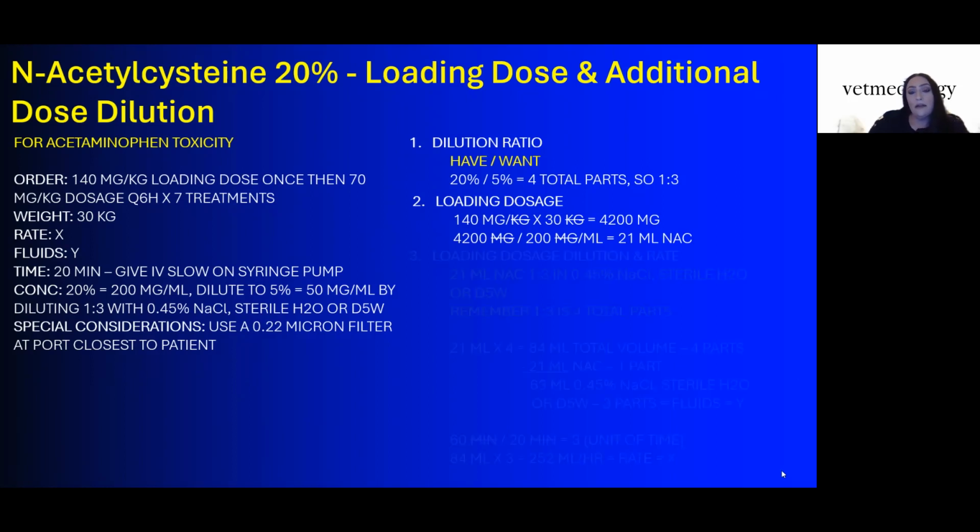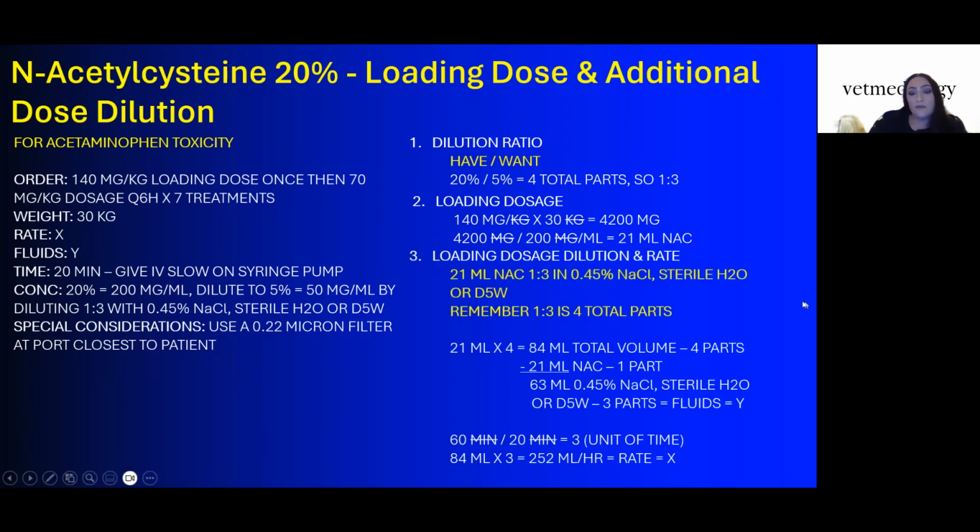And loading dosage, dilution, and rate. So 21 mils NAC, 1-to-3 in either half strength saline, sterile water, or D5W. Remember that 1-to-3 is 4 total parts. So 21 mils times 4 equals 84 mils, and that's our total volume of 4 parts. Minus 21 mils NAC, which is 1 part, gives us 63 mils of our diluent, which is 3 parts.